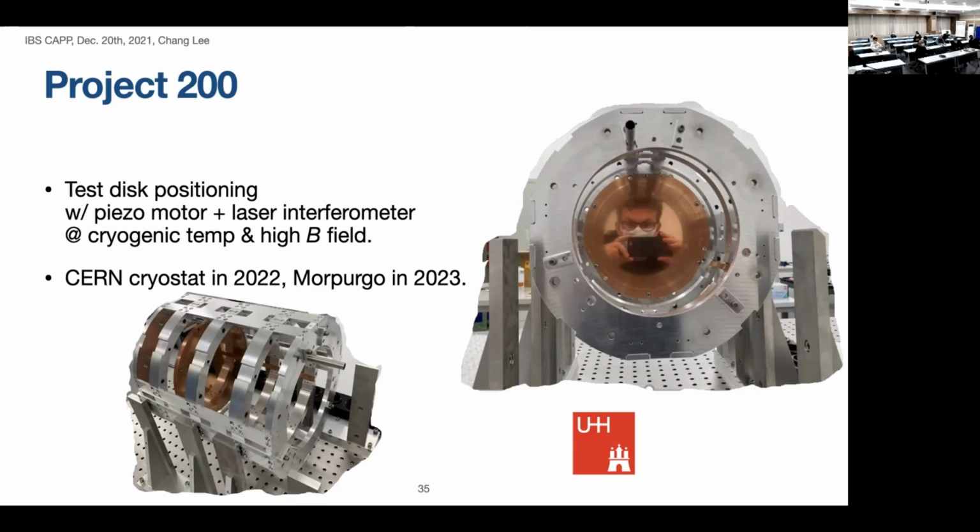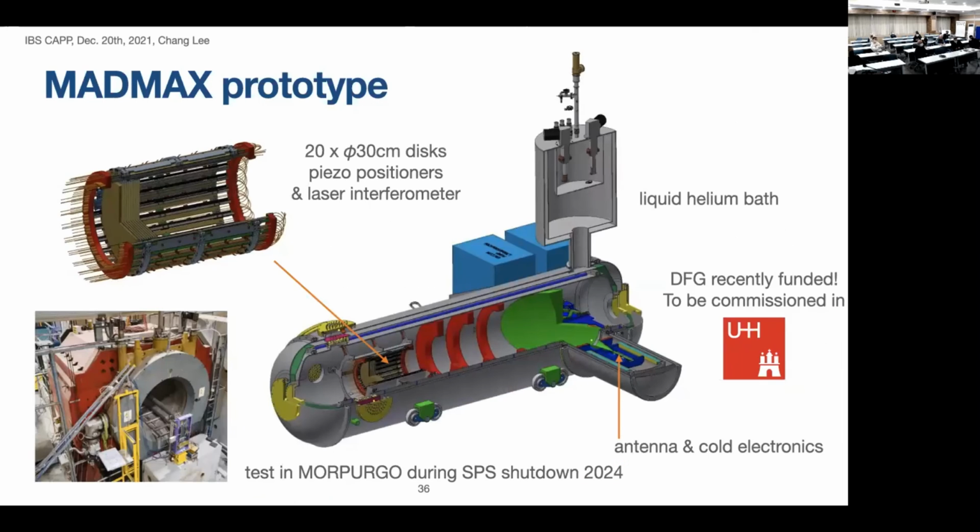Actually, what does 200 mean? 200 is the diameter. Yep. And if we are successful with the 200, then this is the prototype. This consists of 20 disks of 300 millimeter diameter, made of sapphire. We move them with the piezo actuators and the laser interferometers. That's what we call the prototype booster.